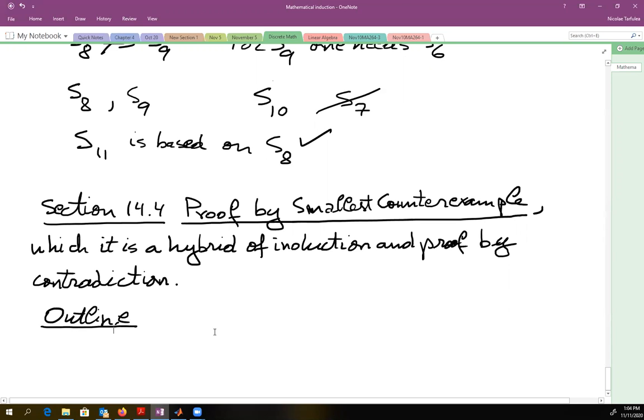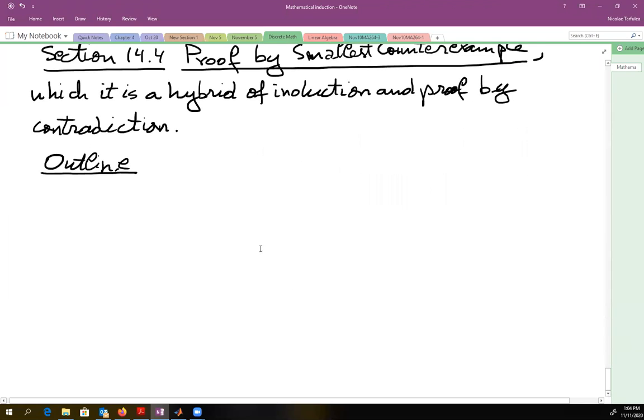Again, the goal. Let me just scroll down this. So here is the goal. The goal again is to prove that a certain statement, call it Sn, for n, let's say greater than or equal to 1, so for n equals 1, 2, 3, and so on, is true for all n. This is the goal.